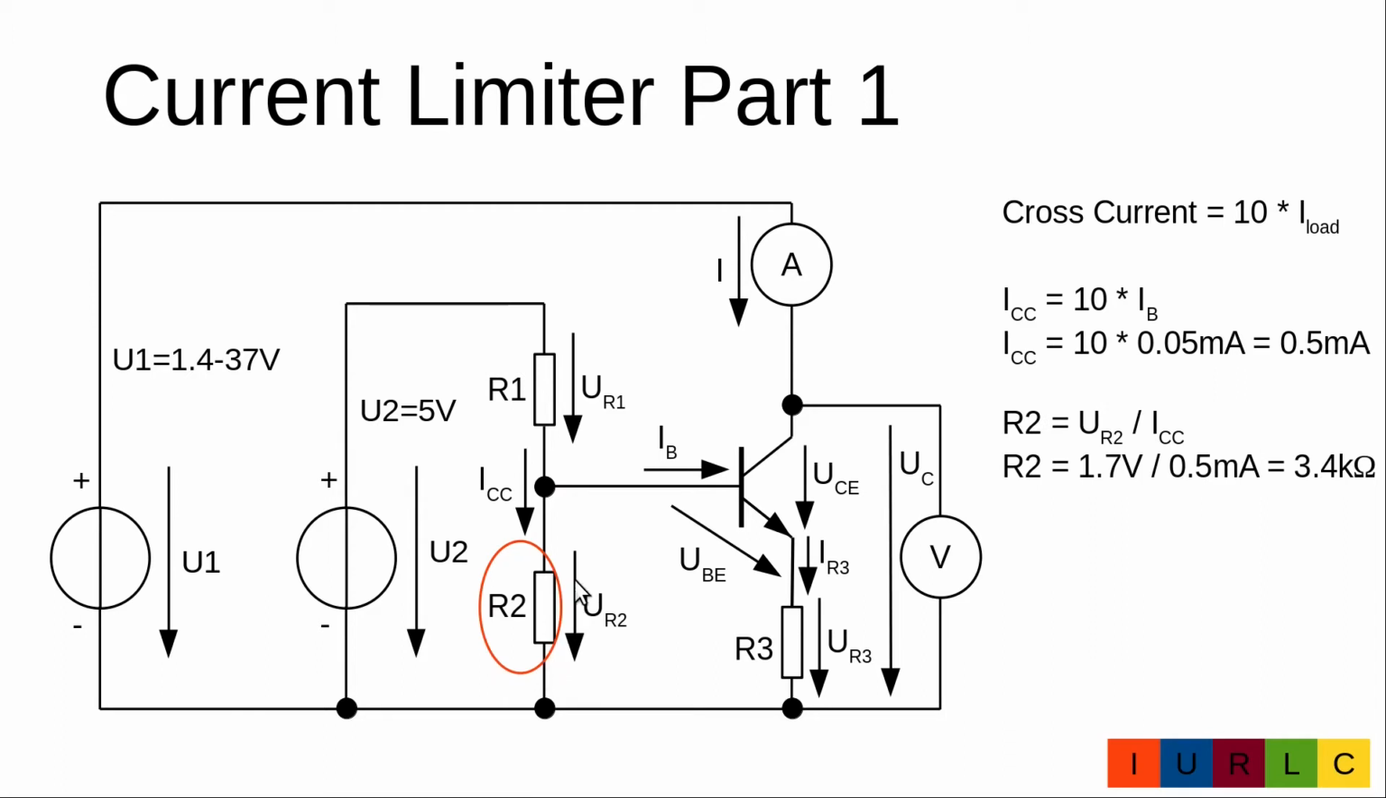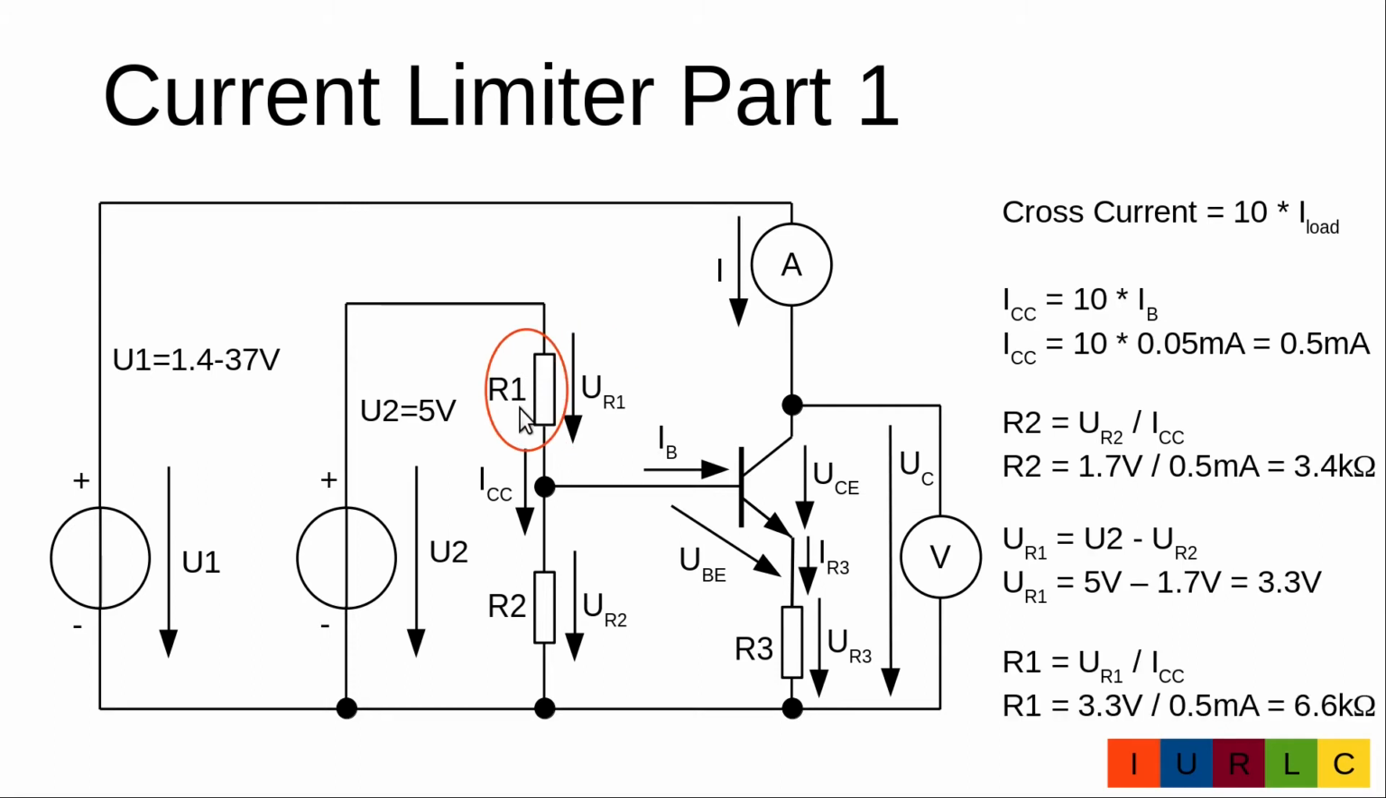So we can calculate the resistance of R2. Resistance of R2 is voltage of R2 divided by cross current, is 1.7 volt divided by 0.5 milliamp is 3.4 kilo ohm. Now we come to resistor R1. The voltage at resistor R1 is the control voltage minus the voltage at resistor R2. It's 5 volt minus 1.7 volt is 3.3 volt.